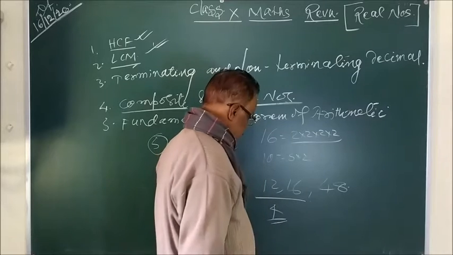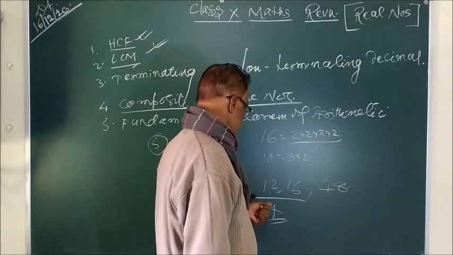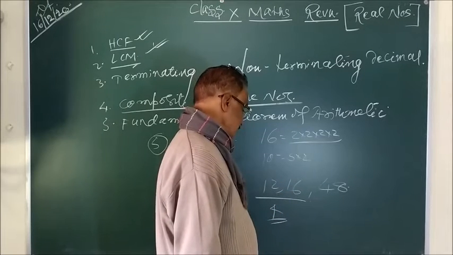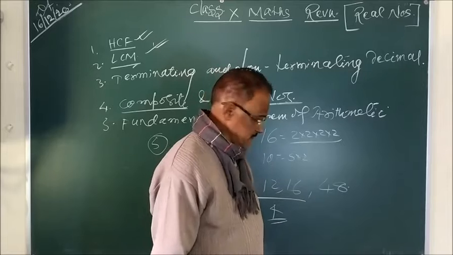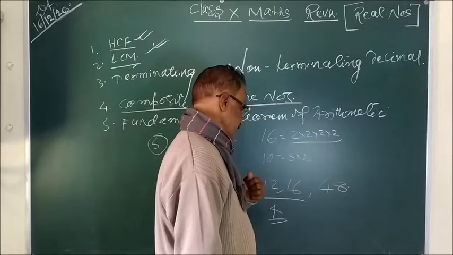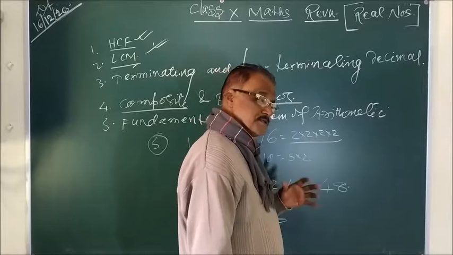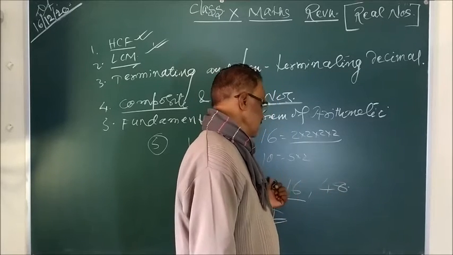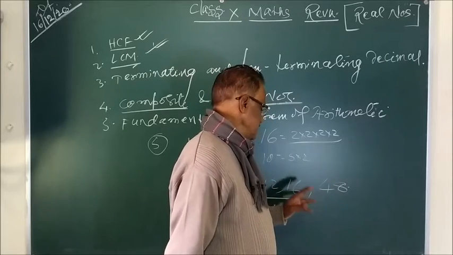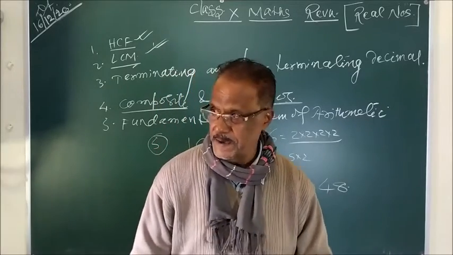So I suppose you understand the difference between HCF and LCM. 12 and 16, two numbers. If I ask you what is the largest number which can divide these two numbers, 4 will be the result, and this 4 is HCF. Now for the same numbers, if I ask you what is the smallest number which is divisible by 12 and 16, we answered 48. This 48 is known as LCM. So now you can understand the meaning of HCF and LCM.